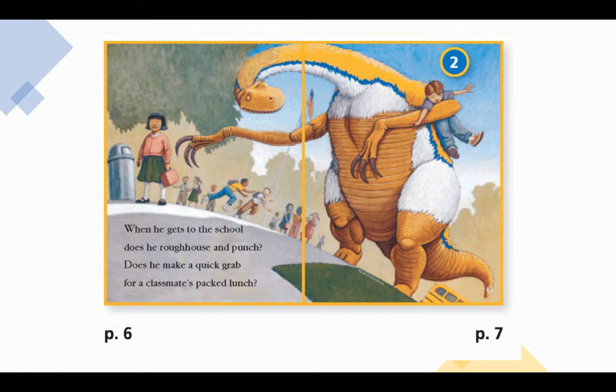I have a question for you. The dinosaur is roughhousing right here. What is the opposite of roughhouse? If roughhouse is being tough on someone, what's the opposite? The dinosaur would be being nice to them. Let's keep reading.